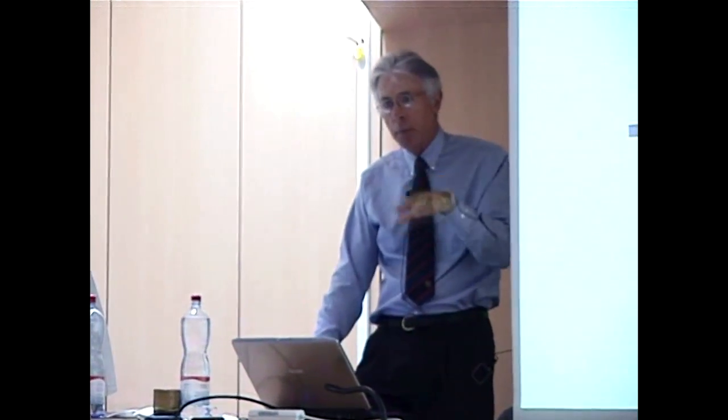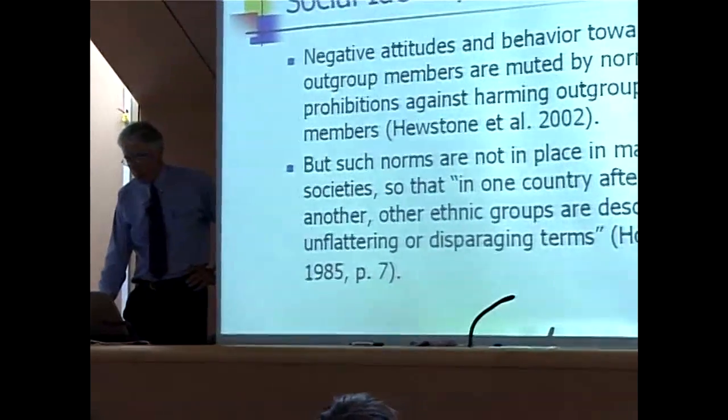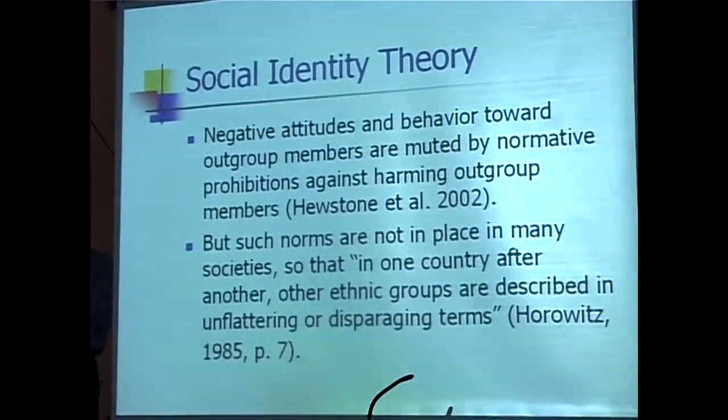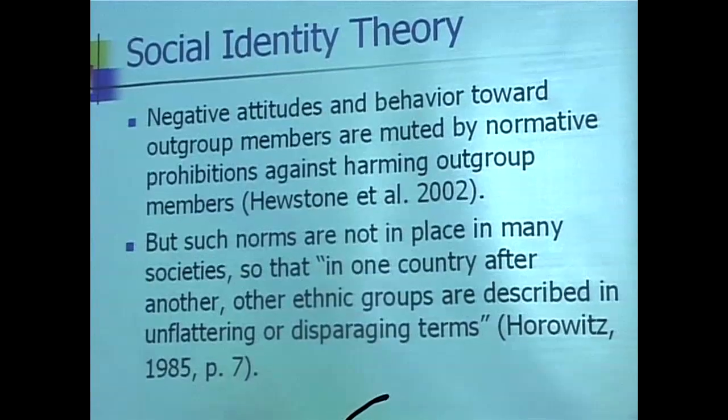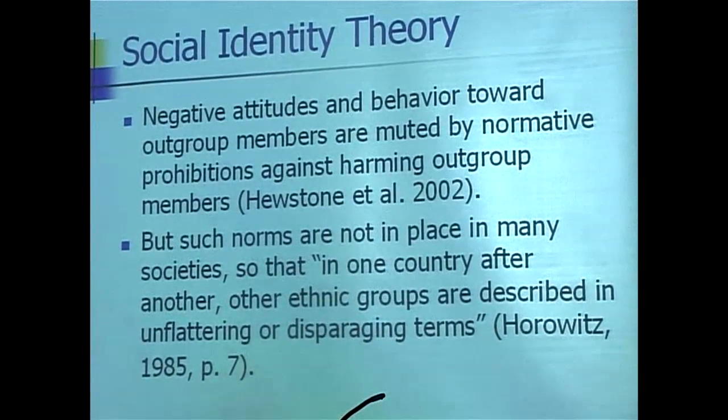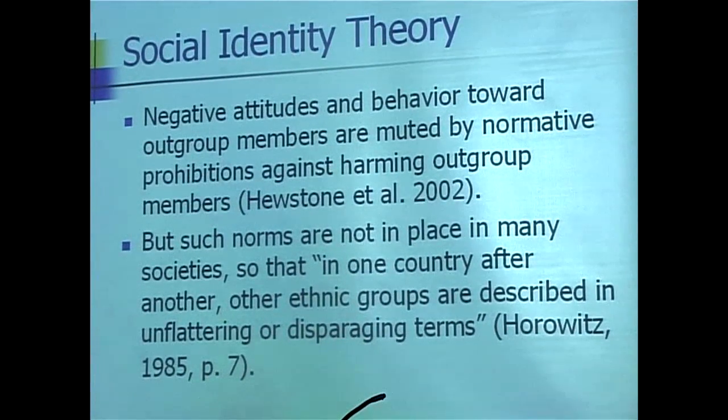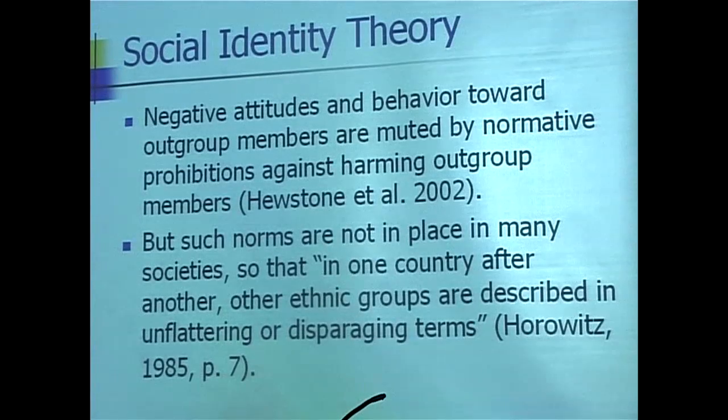Now, it is possible these negative attitudes and behavior towards out-group members can be muted, lessened by prohibitions. In other words, you can make social controls like we talked about before against harming out-group members. And certainly in our society in the United States, we have a lot of laws about harming out-group members. But in countries without these laws, you still see an awful lot of this kind of group conflict.